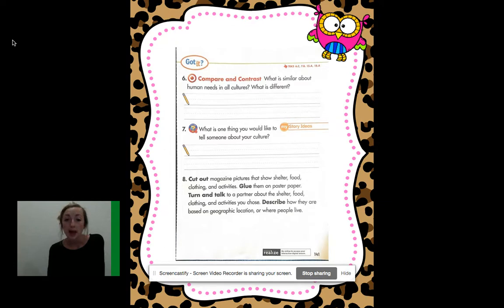Okay, and number 8, this is kind of an optional thing if you have magazines at home. It says to cut out magazine pictures that show shelter, food, clothing, and activities. Glue them on poster paper, and then I want you to turn and talk to a partner, so someone at your house, about the shelter, food, clothing, and activities that you chose. Describe how they are based on geographic location, which means where you live. So describe to me how they are based on where you live too, on number 8.